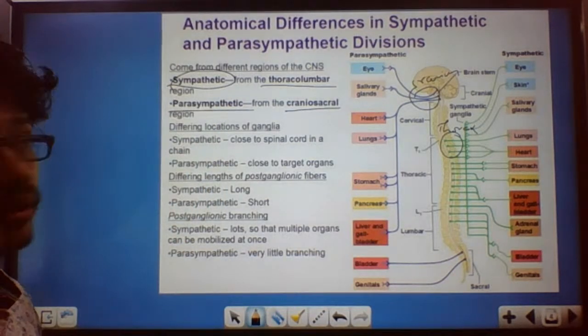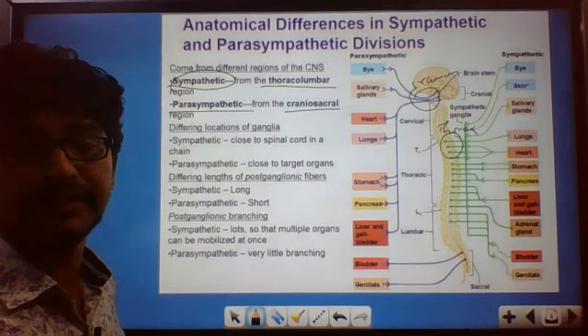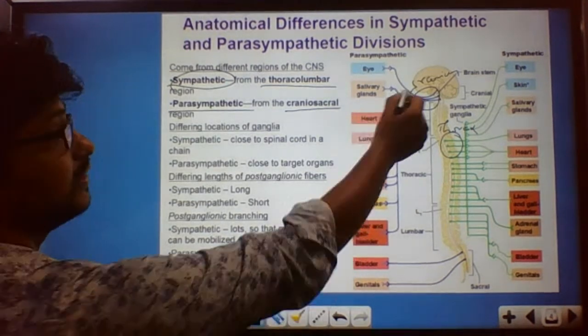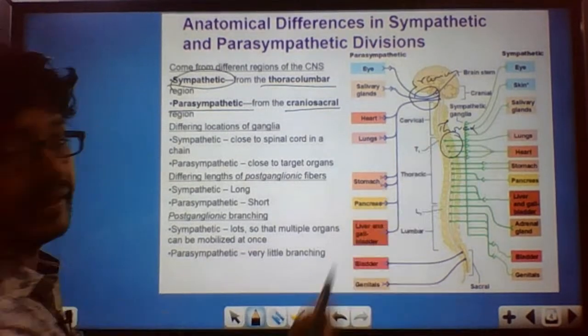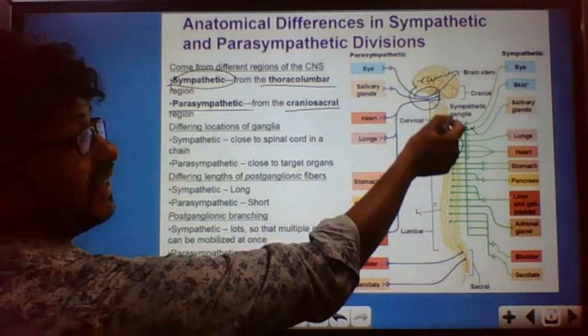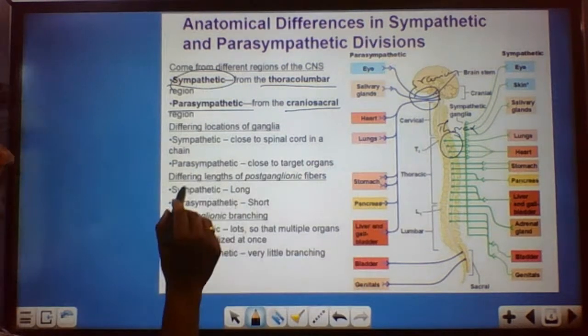The question comes: which area do the parasympathetic nerves arise from? You could see the parasympathetic is from the cranial part, and the sympathetic nerves arise from the thoracic region. This is an anatomical difference that you can list between sympathetic and parasympathetic.